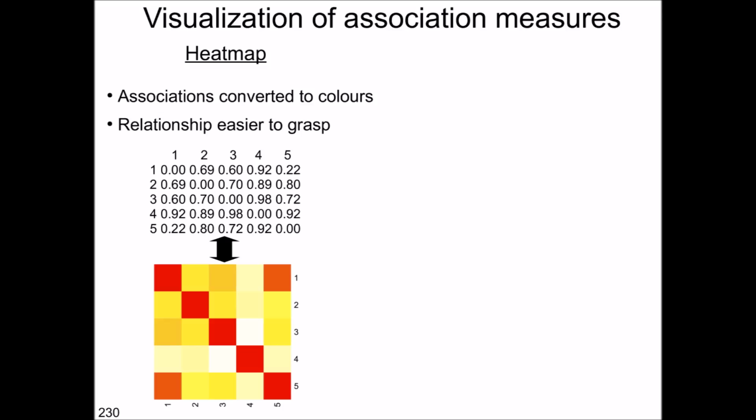So far we have only calculated the association measures and looked at the pure values, but as we have encountered at several parts of the course, visualization is often helpful to interpret data. The first method to visualize the dependency, the distance or similarity, is the so-called heat map. This heat map converts numbers into colors, and this often makes the relationship easier to grasp.